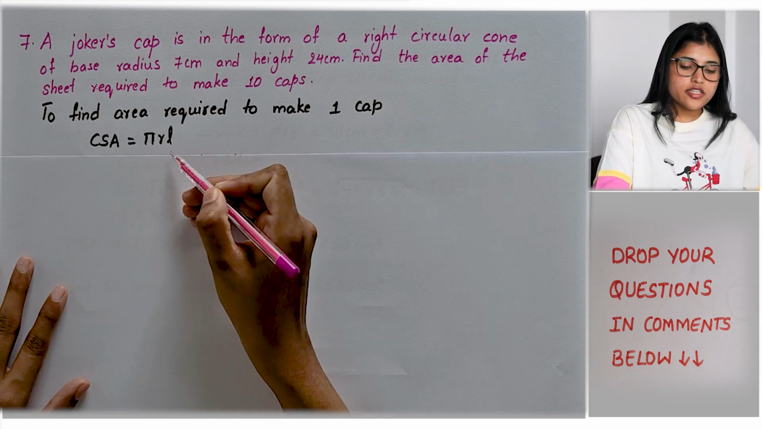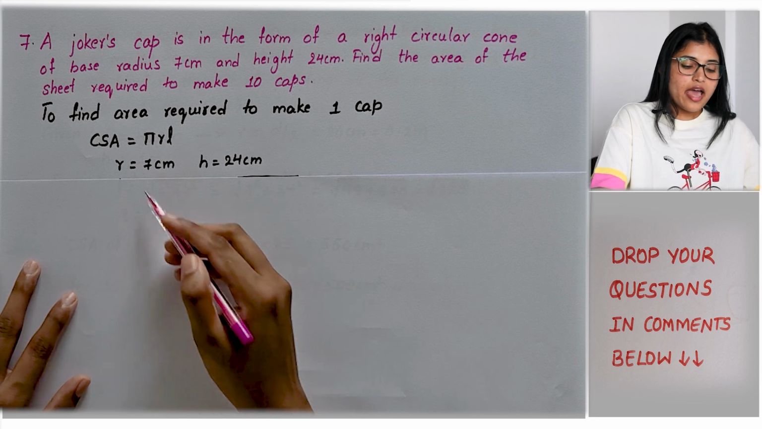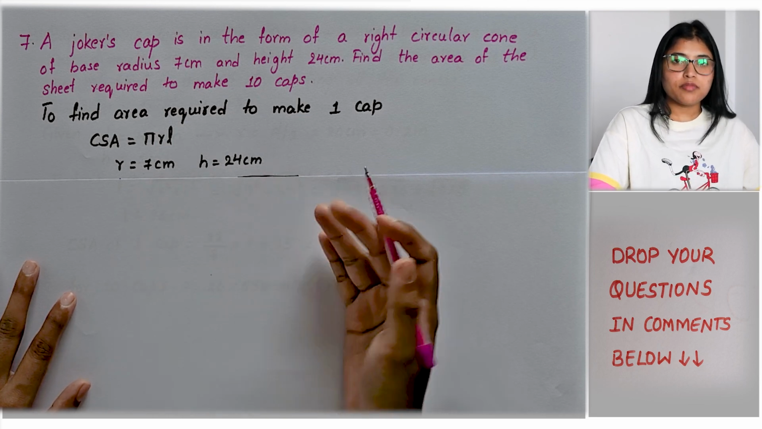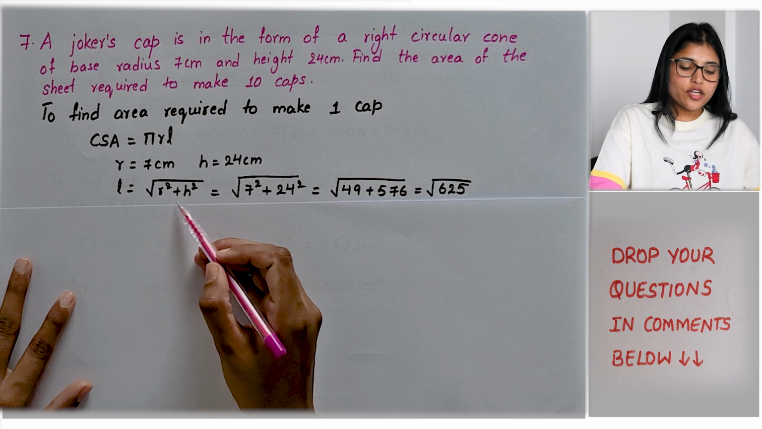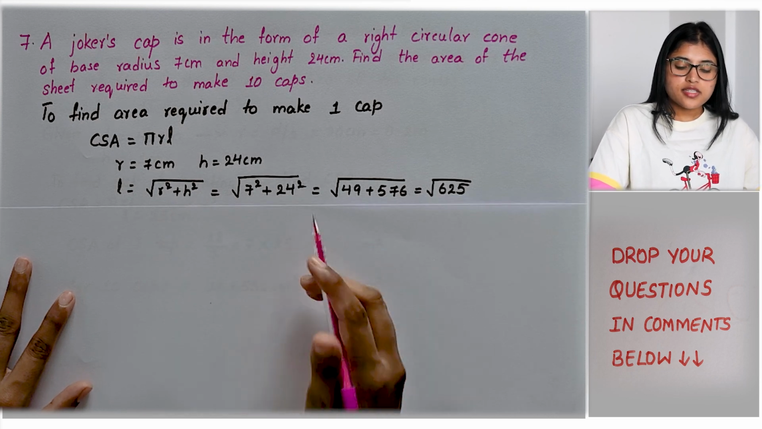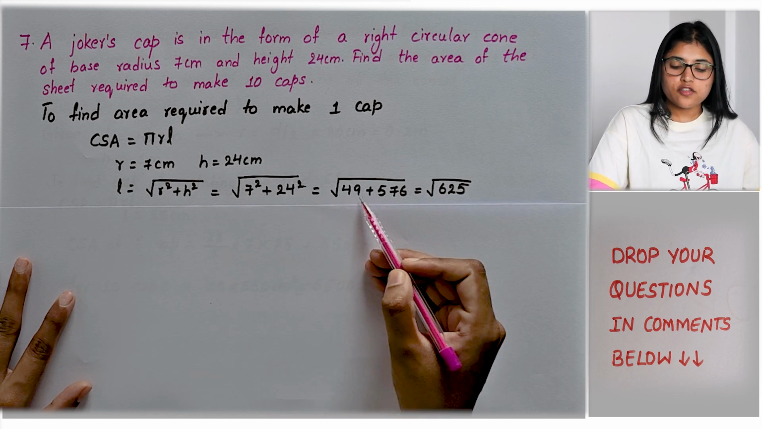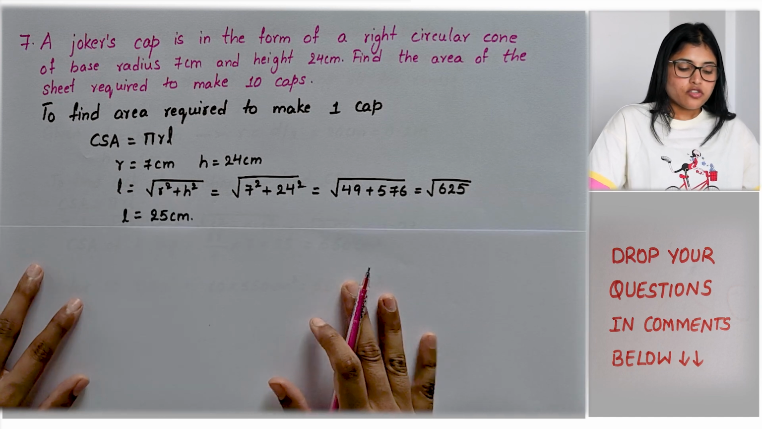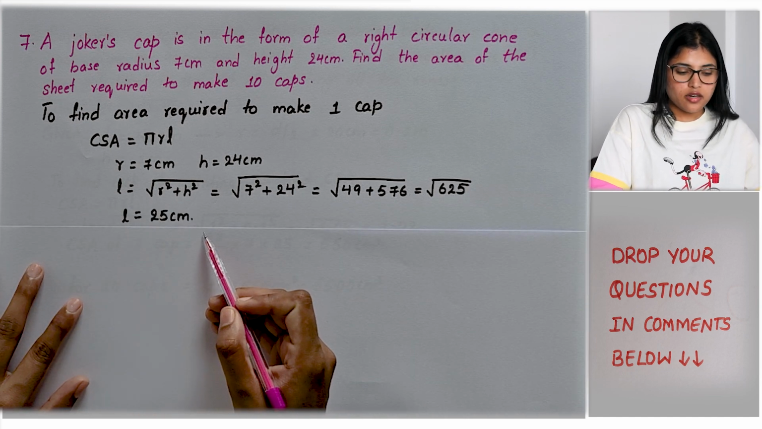Curved surface area is pi into r into L. I have r as 7 centimeters and height as 24 centimeters. From this, I can find L as square root of r square plus h square, which is 7 square plus 24 square, which is 49 plus 576, which is square root 625. So the L value is 25 centimeters.